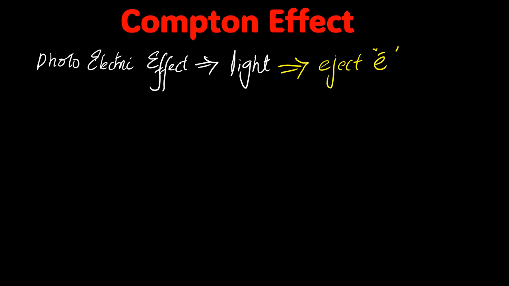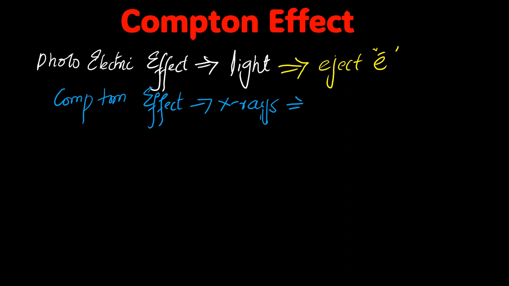Whereas in the case of the Compton effect, X-rays, which are a type of electromagnetic radiation, are incident on the surface of graphite, which is a non-metal, and the incidence of X-rays on the surface of graphite results in the ejection of electrons plus photons. So this is the difference between the photoelectric effect and the Compton effect.